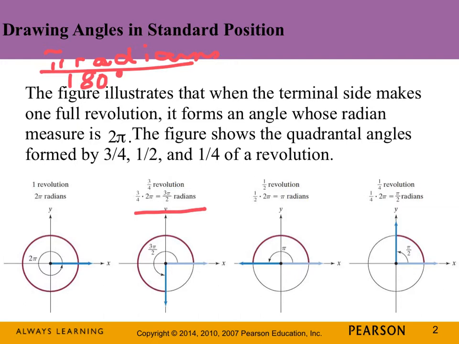Half revolution, that's 1/2 times 2 pi, which equals pi. That's pi radians. A quarter revolution is 1/4 times 2 pi, so that'd be what? 2 pi over 4. 2 over 4 is the same as 1/2, or pi over 2 radians.